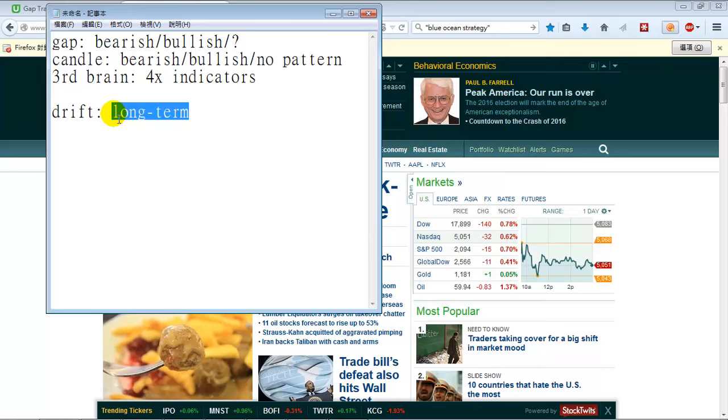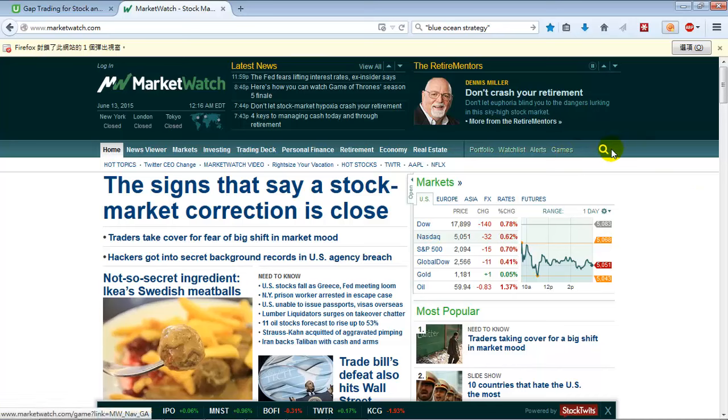The stock is going up slowly. Now there are 2 places you can look at drift, but only a stock chart like Market Watch will give you the main idea here, because you're going to have to look at it twice. I'm going to show you why in a second.